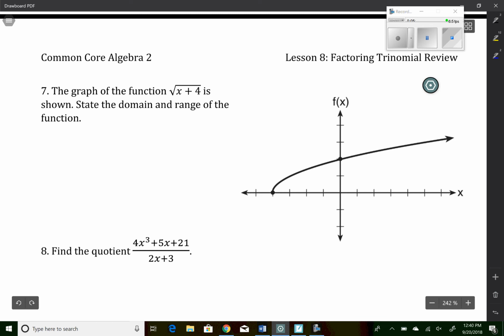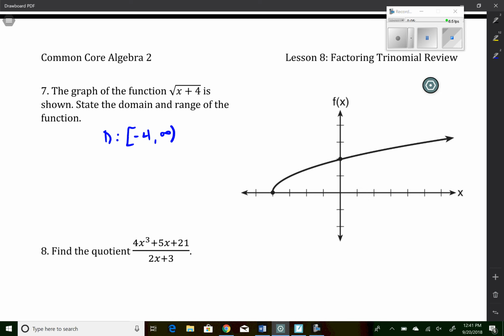Next one, here's the graph of a polynomial, right? We have a perfect square polynomial here. It says state the domain and range. The domain is the possible x values. So my smallest x value is negative 4, and it goes on forever. So I would say this is going to be starting at negative 4 and going to infinity.